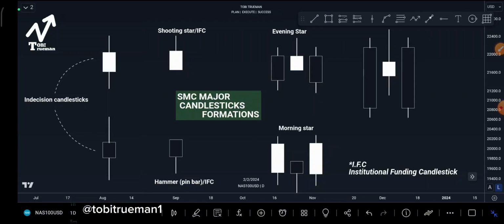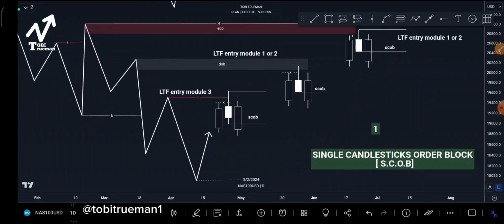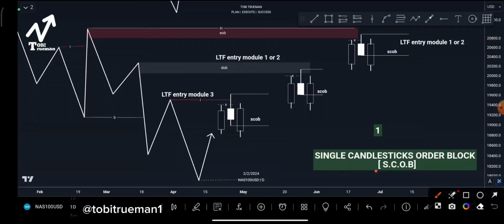smart money concept. Now let's go to the main topic of today, which is single candlestick order block. We call it single candlestick order block, or SCOB. SCOB: S for single, C for candlestick, O for order, and B for block. So, single candle order block. What do we have here? We have our general market structure.